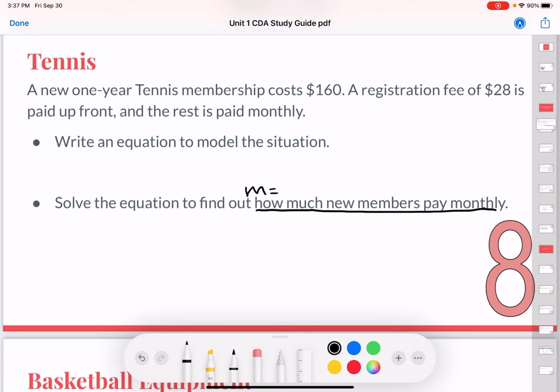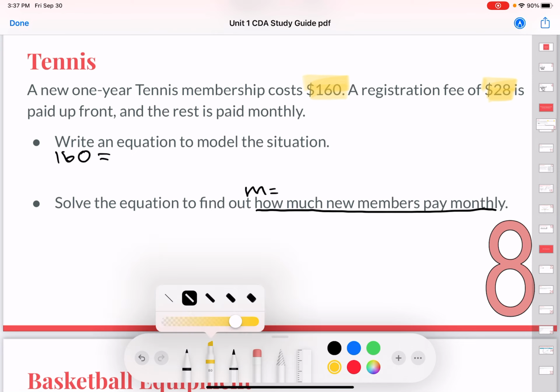So I know that the total cost is $160. And so whenever we see that word total, or we kind of infer that it's the total, that's going to be on the other side of the equal sign. So I know 160 equals whatever it is that's going to add up to give me that cost. I know that there's a fee of $28 that is paid once, and the rest is paid monthly. And so 28 is constant.